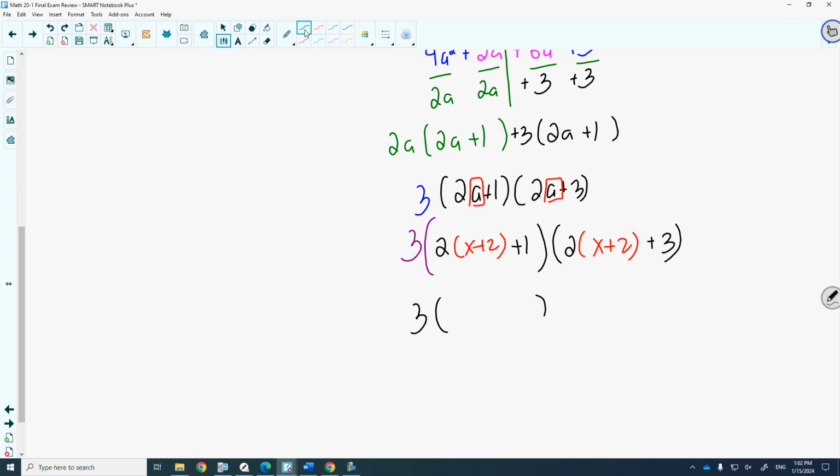So I'm going to get a 3. This will give me 2x plus 4. Okay, so we should be getting, oh no, that should be a plus 1. 2x plus 5 should be one of your factors, and 2x plus 7, and 3. Those are your 3 factors for this. Okay?